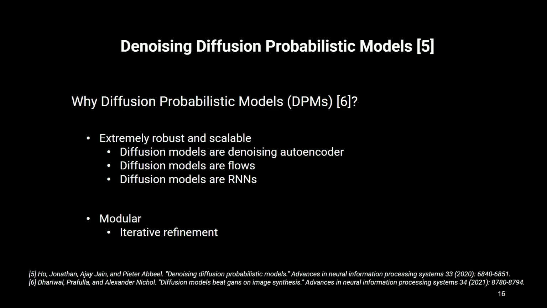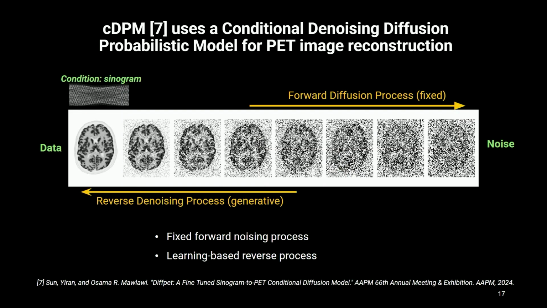So diffusion models are a recent breakthrough in generative modeling. They are very robust, scalable, and stable, and can generate highly realistic output through denoising steps. So we adapted the conditional diffusion model for PET image reconstruction by using the sinogram as condition. In the forward process, we gradually add random noise to a clean PET image until it becomes nearly pure noise. This process is mathematically fixed and does not involve any learning. It simply defines how data is corrupted step by step.